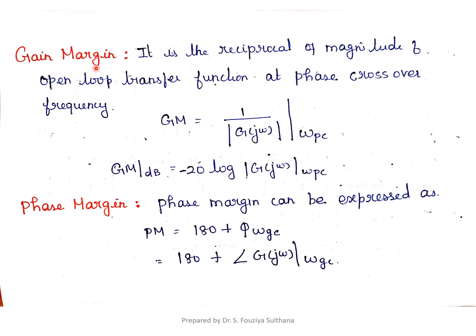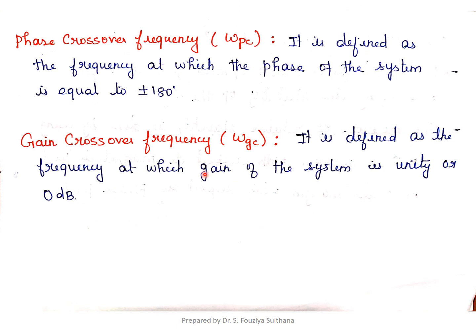The gain margin is nothing but the reciprocal of the magnitude of the open loop transfer function at the phase crossover frequency, and the phase margin can be expressed as 180 degree plus the phase at the gain crossover frequency. The phase crossover frequency is defined as the frequency at which the phase of the system is equal to plus or minus 180 degree. And the gain crossover frequency is defined as the frequency at which the gain of the system is unity or 0 dB.